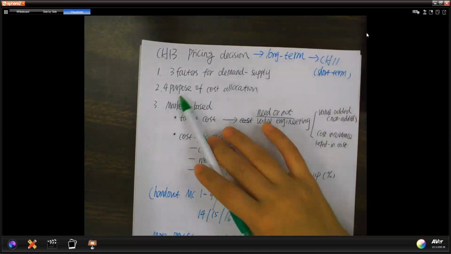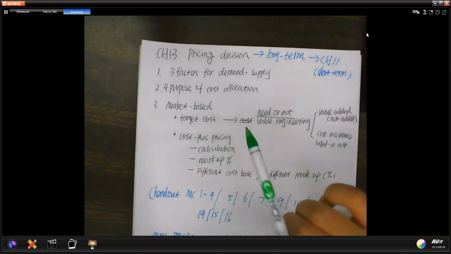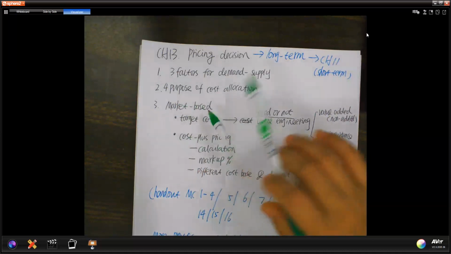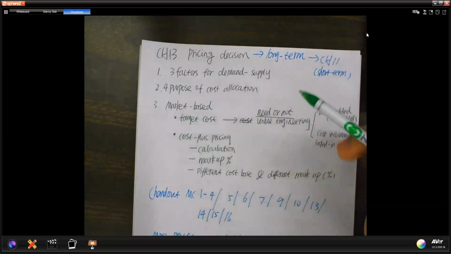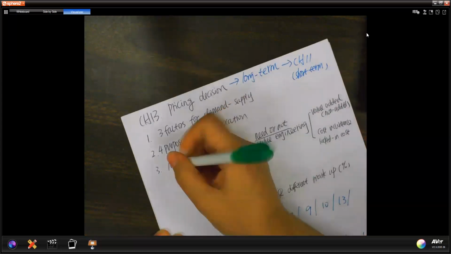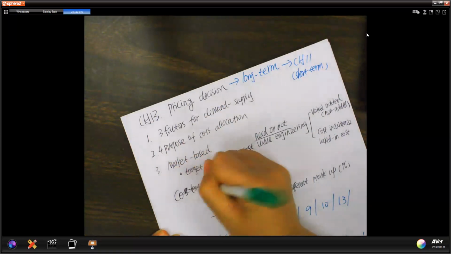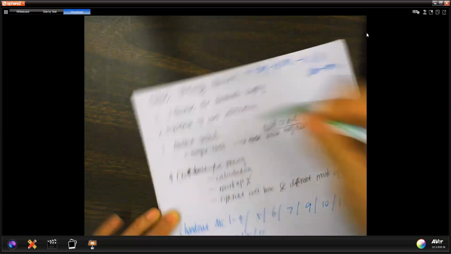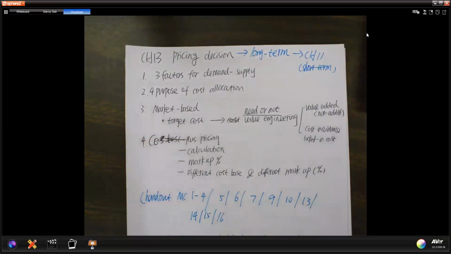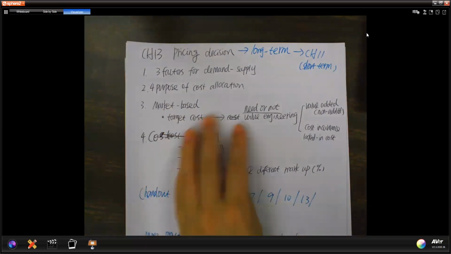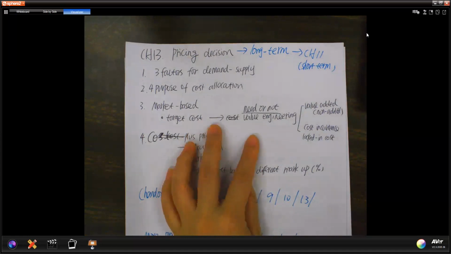And then we also talked about the purpose of cost allocation. You know, just get a general idea of this one. We said there are 2 ways to, I think I put it even wrong, market-based, and then, so I should put it is cost plus, okay? So the next one, we said for the long-term pricing decision, we have 2 approaches. Market-based, the main thing is we have to derive the target cost.